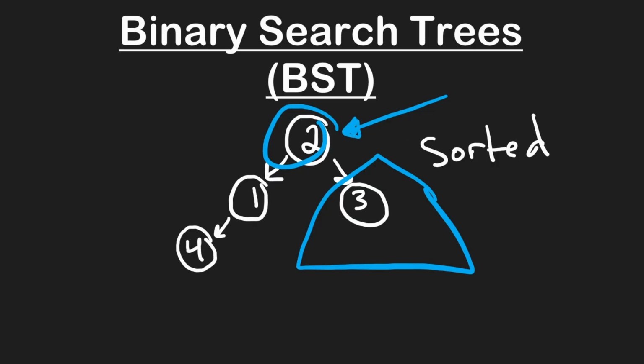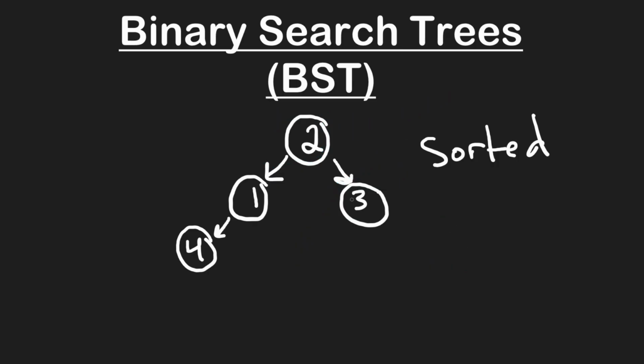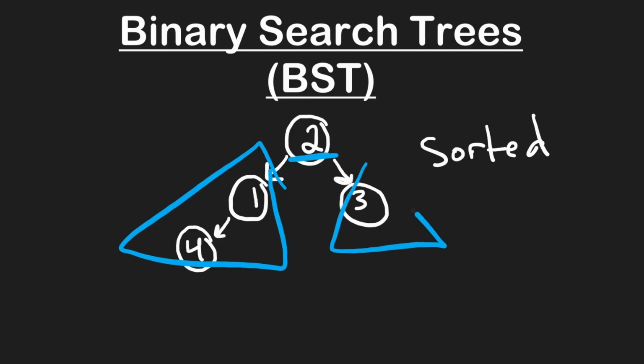Now, what about the case where there's equal values? What if instead of this being a 3, it was actually a 2? Well, generally speaking, binary search trees do not contain duplicates, so we don't have to worry about that case. So we're talking about the left subtree having values that are strictly less than 2, and values in the right subtree being strictly greater than 2.